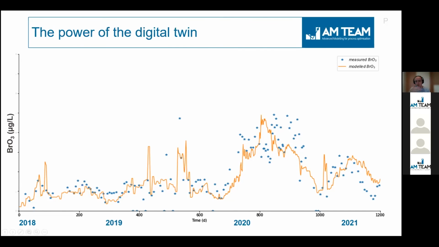And we are now actually building more and more of these digital twins of full-scale installations where we are going to predict the micropollutant removal and bromate formation in real time. So measure in real time on the influent side, basic data, and the model will predict the bromate formation and the micropollutant removal in real time, so that operators can use this information to smartly control the system and have better performance.